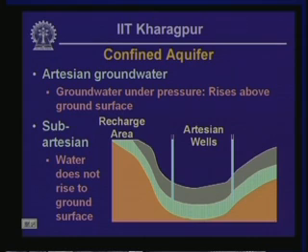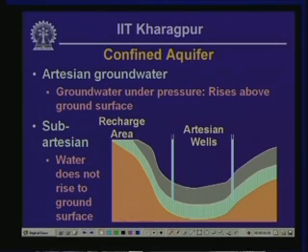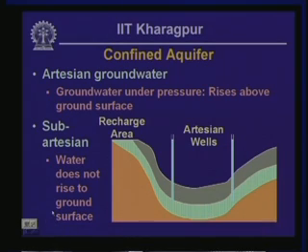You could also have sub-artesian groundwater, in which the water does not rise to the ground surface, it remains below the ground surface, although the groundwater is under pressure. So for instance, if we had the water rising in this particular illustration to a level up to here, which is below the ground surface, then the wells are going to be called sub-artesian water wells, and the groundwater condition is going to be called sub-artesian groundwater condition. Okay.